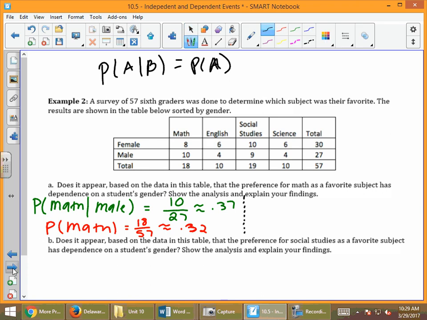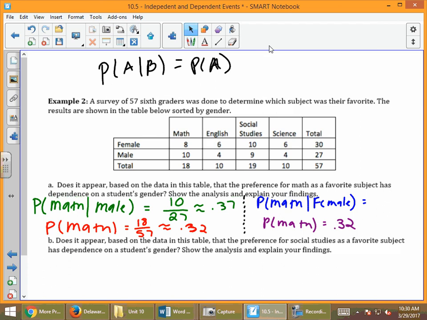Well, let's see if it has anything to do with being female. Does being female affect whether or not you like math? Doing the same thing, right? Conditional probability, and then if that's the same as just liking math, which we already found was 0.32, so they're the same. Being female has nothing to do with whether or not you like math. If they're different, then it does. Okay? We'll look and see.